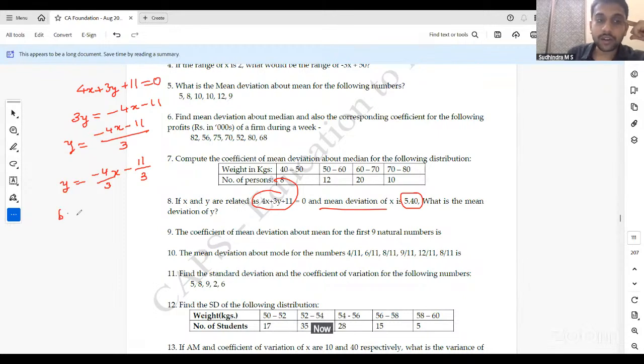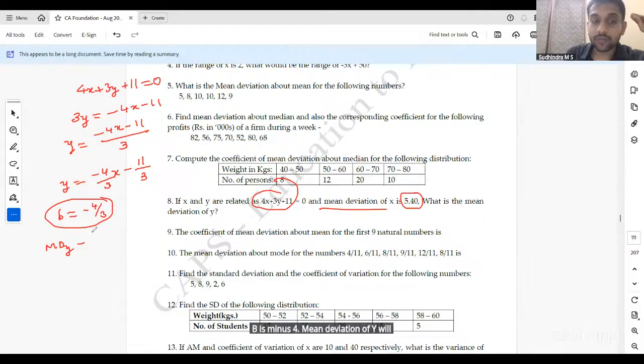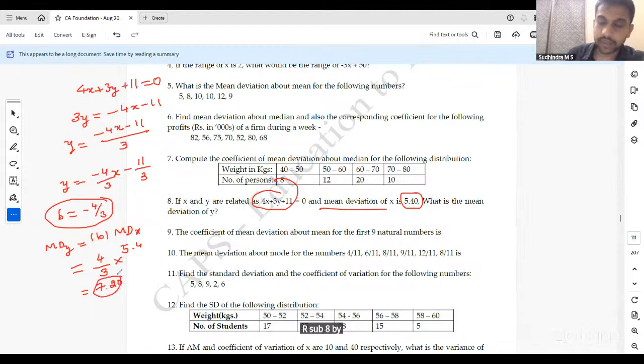Now tell me what is the value of b? Minus 4 by 3. Excellent. Mean deviation of y will be modulus of b into mean deviation of x. So if b is minus 4 by 3, modulus of b is 4 by 3 into mean deviation of x, which is 5.4. So 4 by 3 into 5.4 you get 7.2. That is the mean deviation of y.